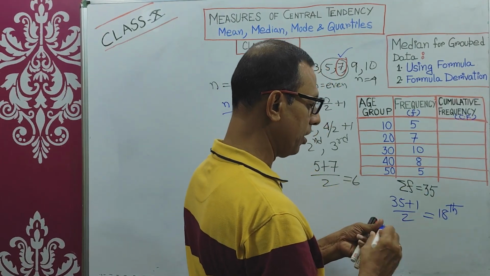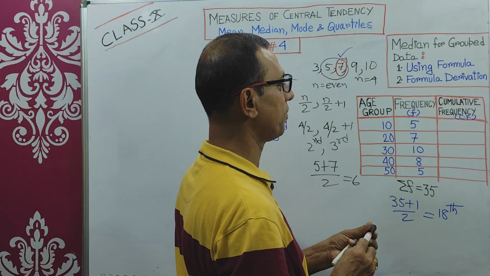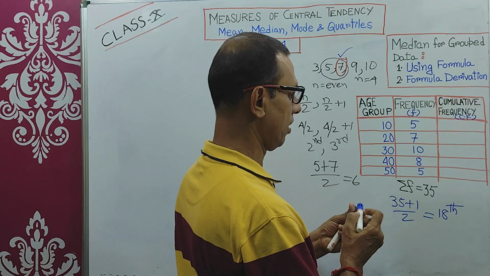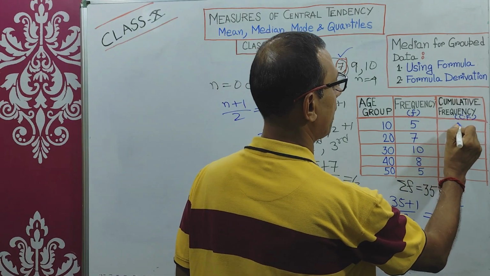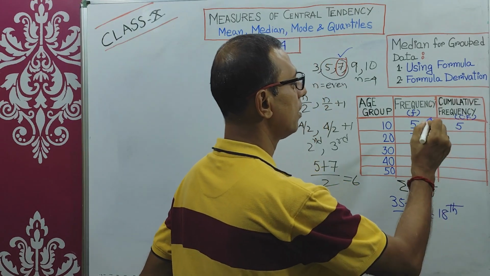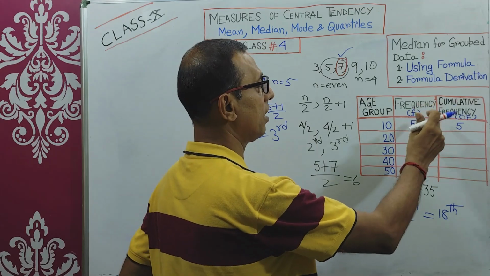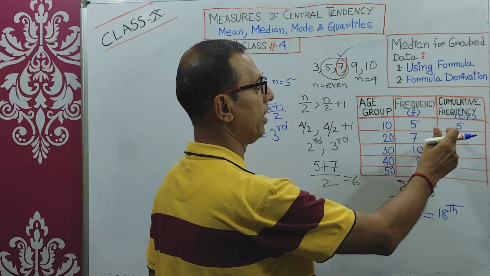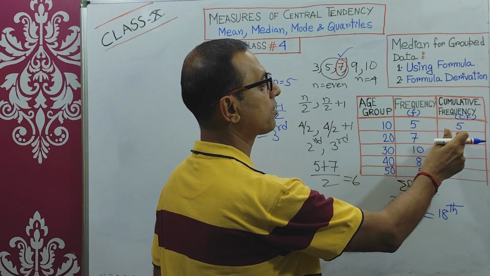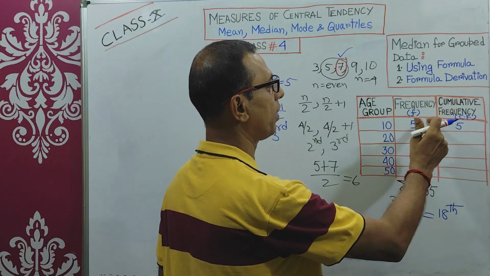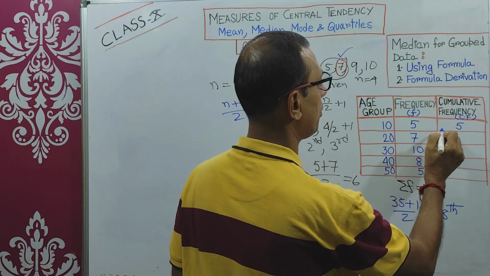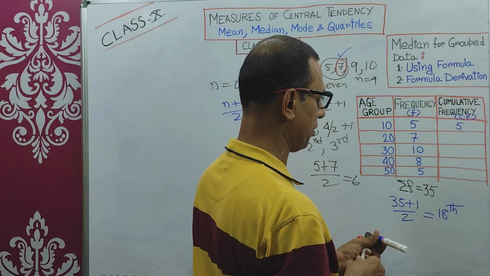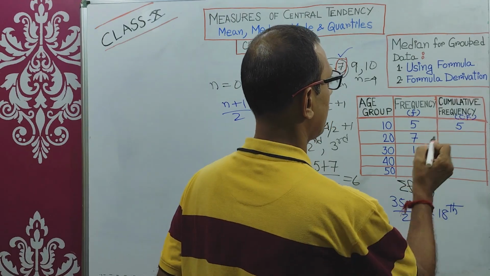Otherwise, what you can do, you can find out the cumulative frequency in the third column. So the cumulative frequency here is 5. Cumulative frequency means you will be adding the frequencies subsequently. You will add the next row with the previous row. The first one, starting with 5, it will be 5. For the second one, you need to calculate like this.